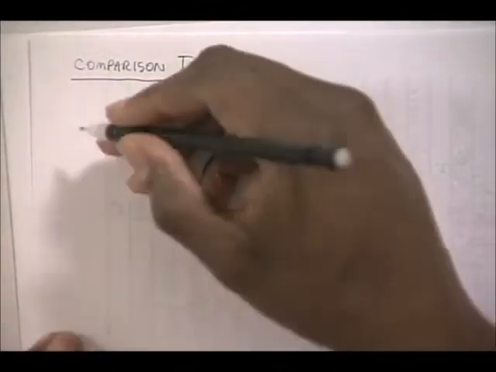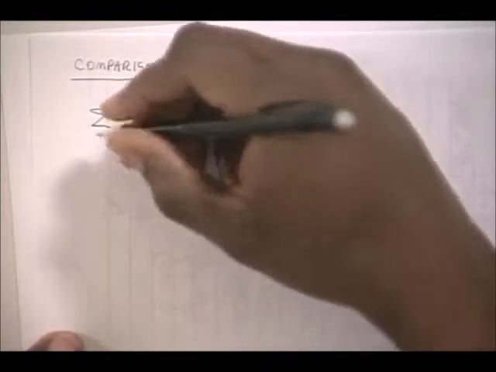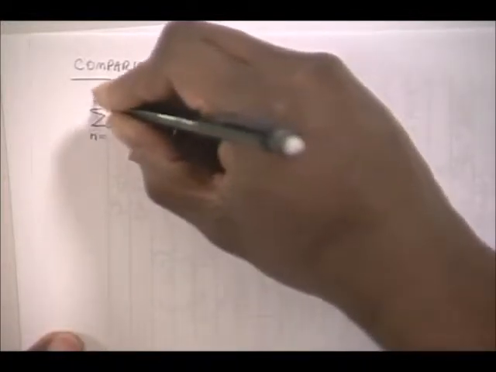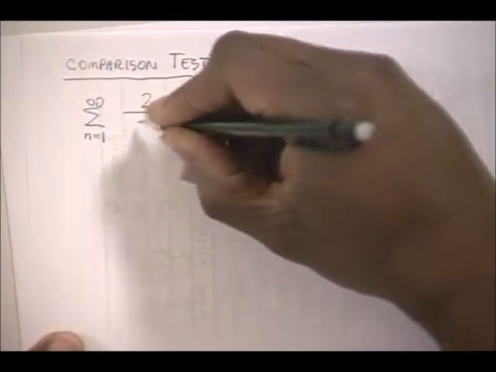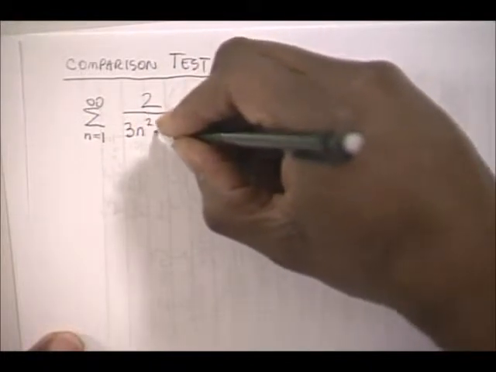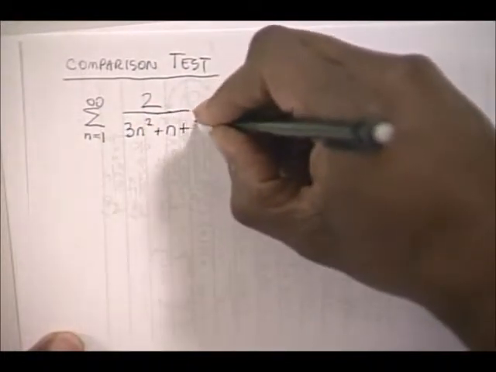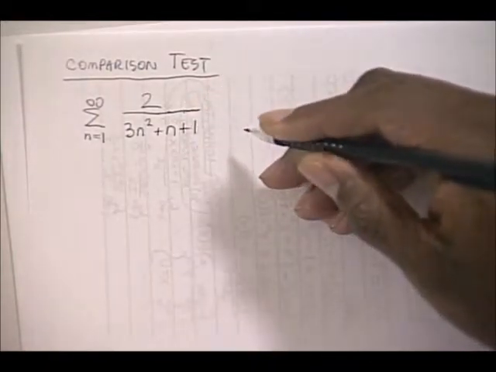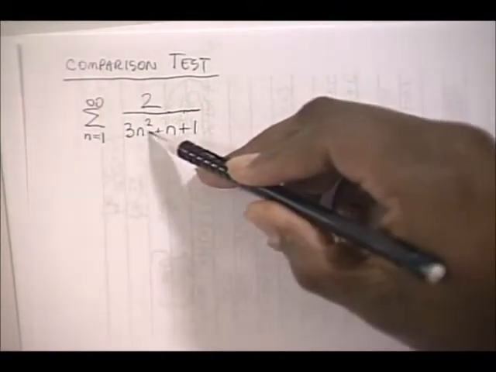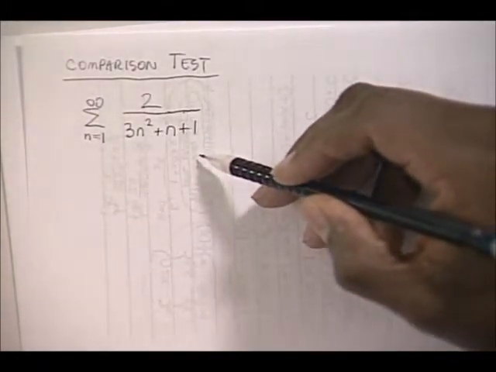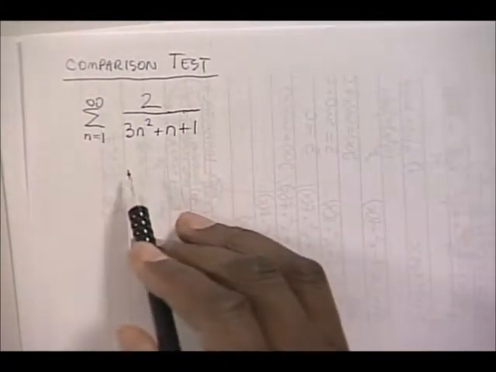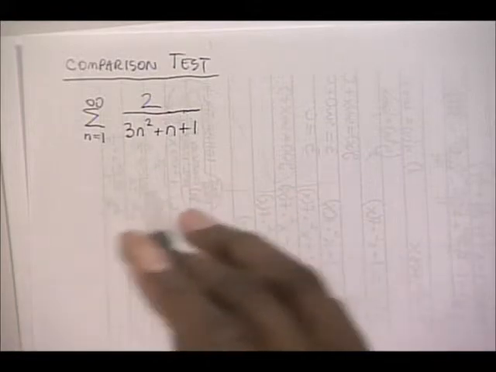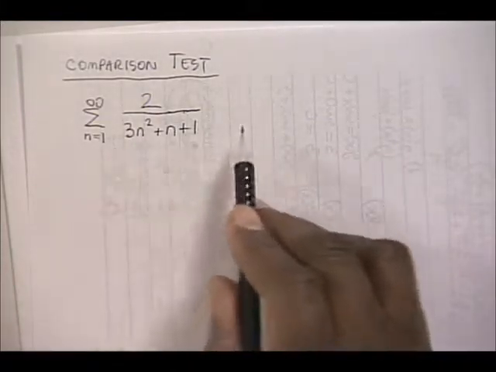You're summing from n is 1 to infinity this series 2 over 3n squared plus n plus 1. All right, so as you count by 1, if you put 1 here and here, you'll get some number. Then you add that to the result of putting 2 here and here. You continue to increment, put in 3 and 4 and 5, and you add each of these terms together.